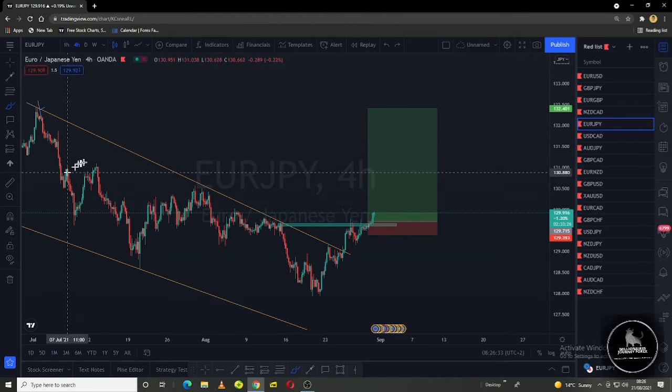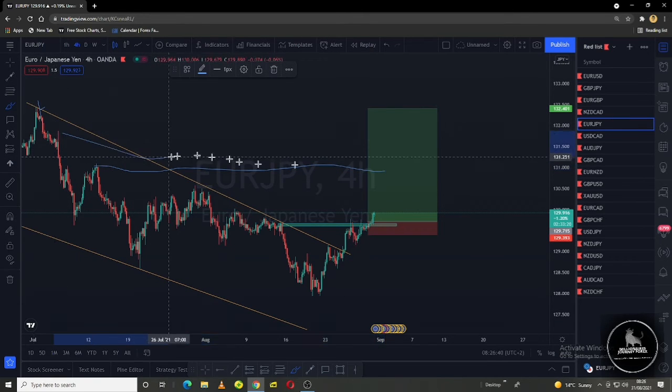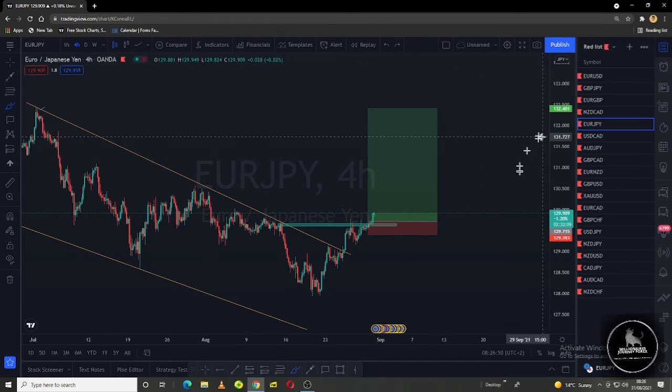And as it goes again, you need to look at this one, right, until you get to your take profit. All these levels are very, very important. They are so important. Let's look at another pair.